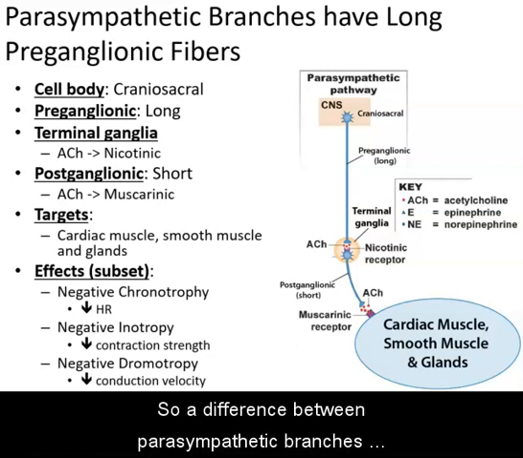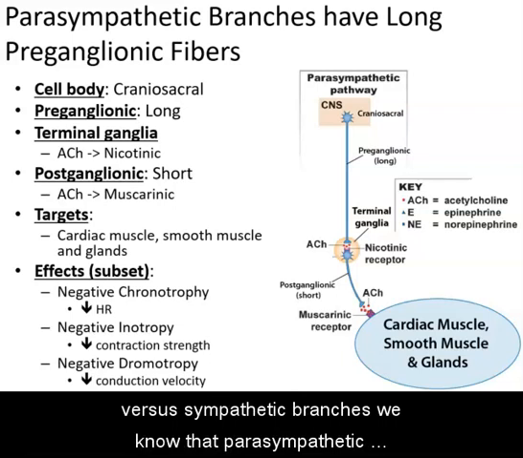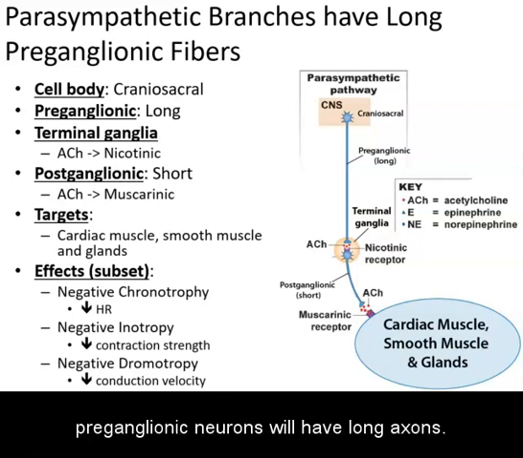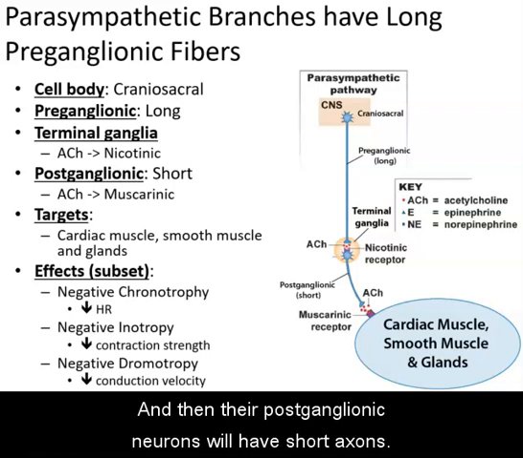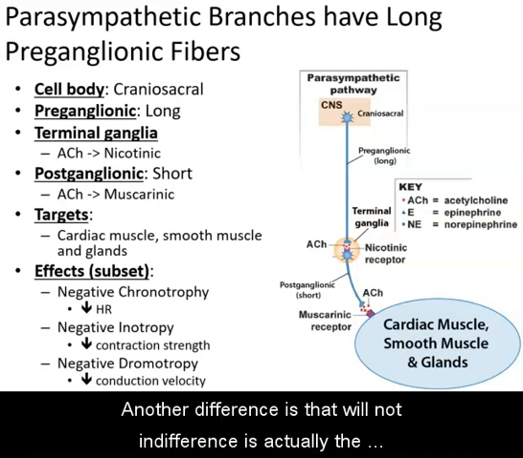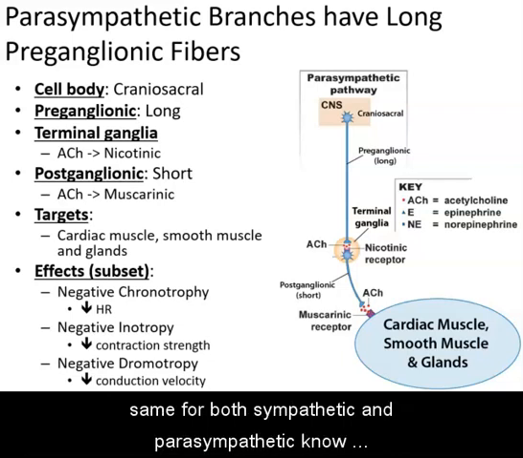A difference between parasympathetic and sympathetic branches is that parasympathetic preganglionic neurons have long axons, and their postganglionic neurons have short axons. Another similarity, not difference, is that it's actually the same for both sympathetic and parasympathetic.